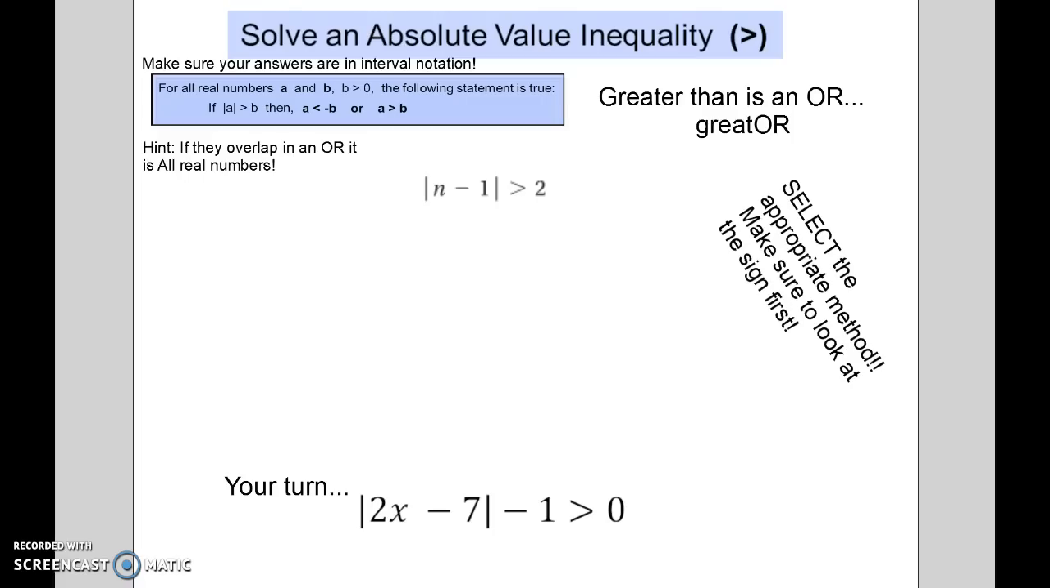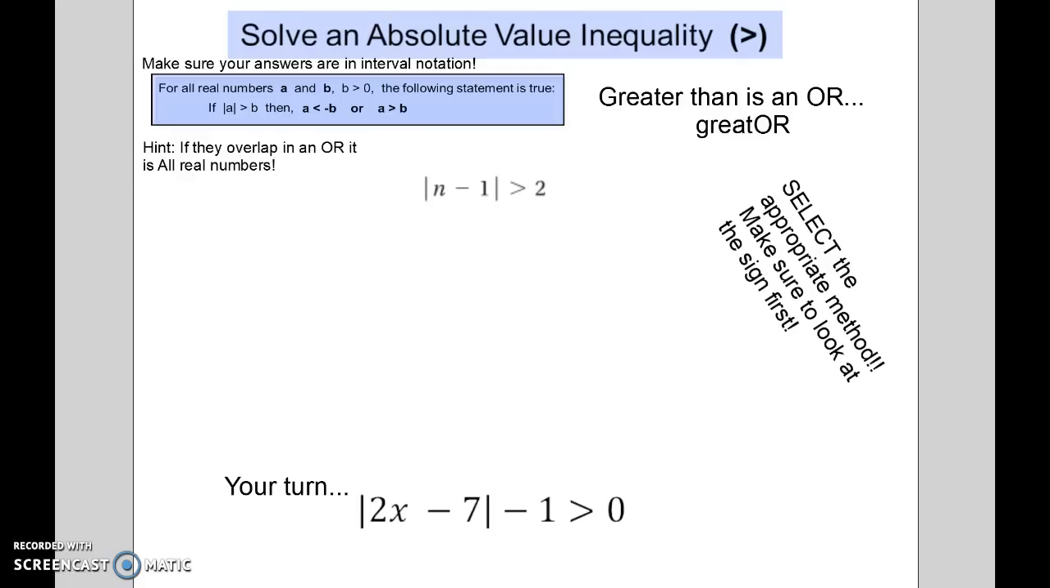With an absolute value inequality, there are a few small differences. First thing you have to do is, just like in an absolute value equation, get the absolute value by itself. So in this example, the absolute value of n minus 1 is greater than 2. The absolute value is already by itself. I don't have to do anything.